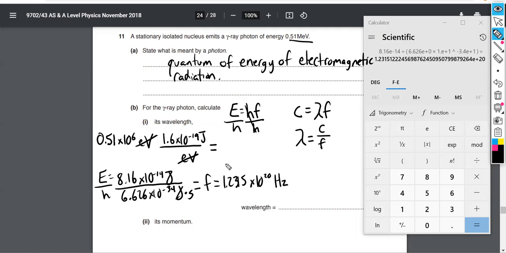How many waves per second? This is an oscillating electromagnetic field. It oscillates that many times, 1.23 by 10 to the 20 times per second. So very high frequency. Now we'll plug that frequency in here with the known speed of light.